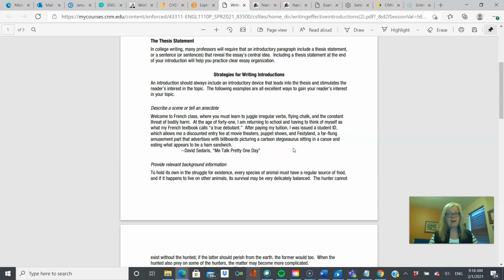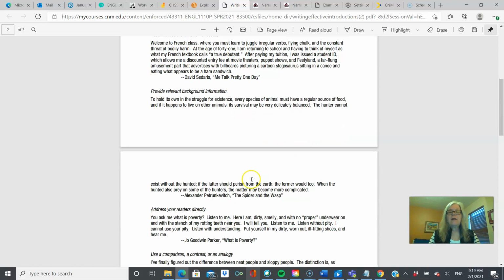That illustrates a lot, right? First off, it tells us David Sedaris is 41 and he's taking a French class, and it looks like there might be some wackiness going on with flying chalk. What's up with that? And it's a little absurd. It's colorful, it's descriptive. You can also begin with background information.